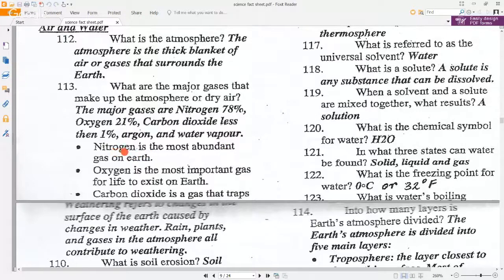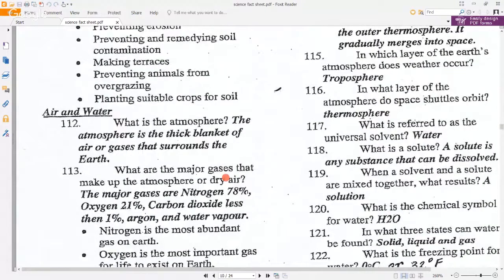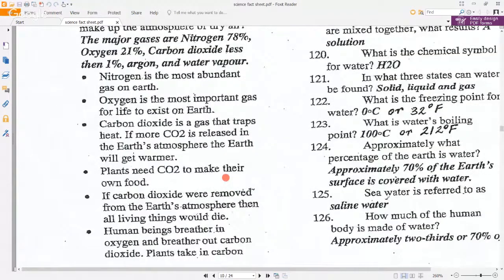Nitrogen is the most abundant gas on Earth. Oxygen is the most important gas for life on Earth. 113. It says now that carbon dioxide is a gas that traps heat. If more carbon dioxide, CO2, is released into the Earth's atmosphere, the Earth will get warmer. Plants need CO2 to make their own food. Remember photosynthesis? If carbon dioxide were removed from the Earth's atmosphere, then all living things would die.